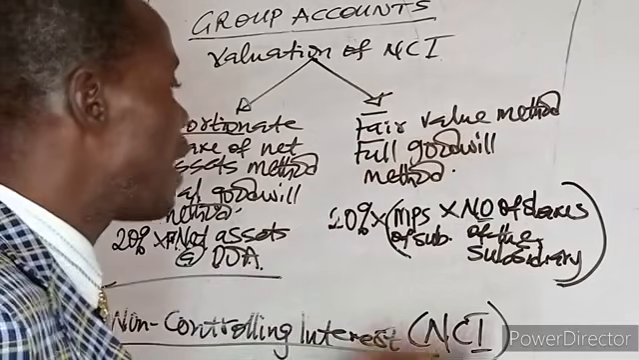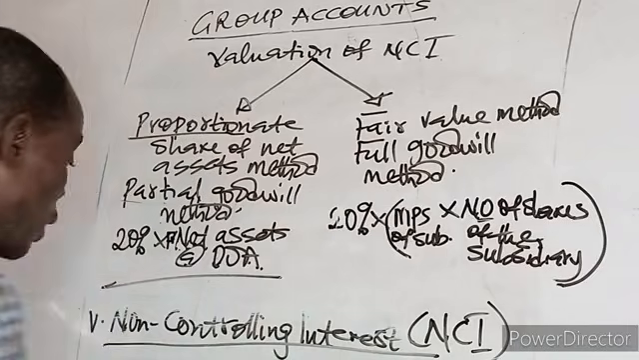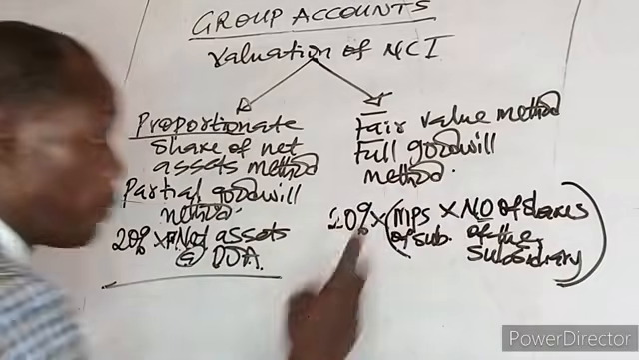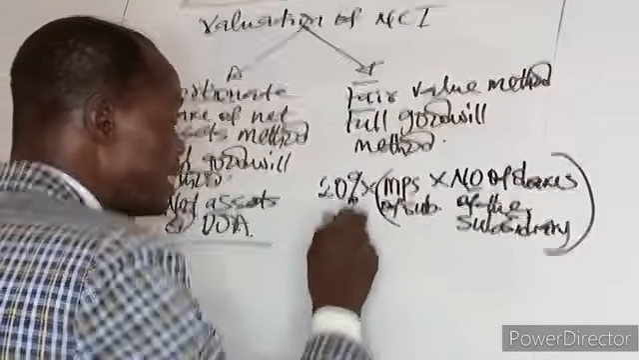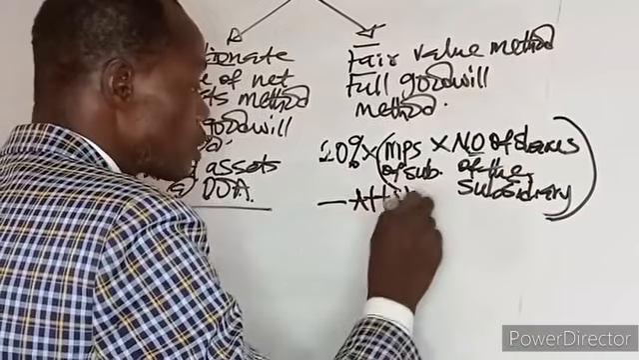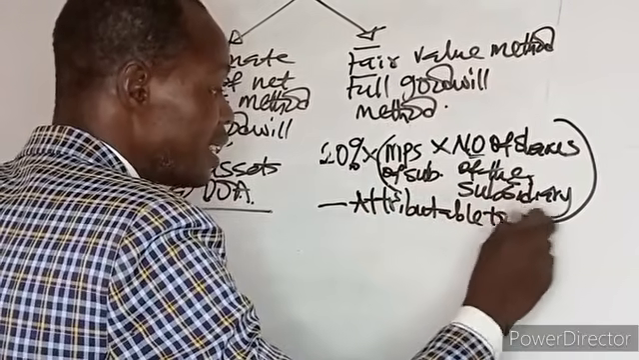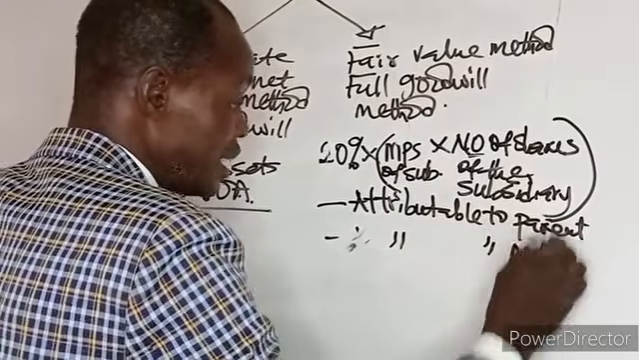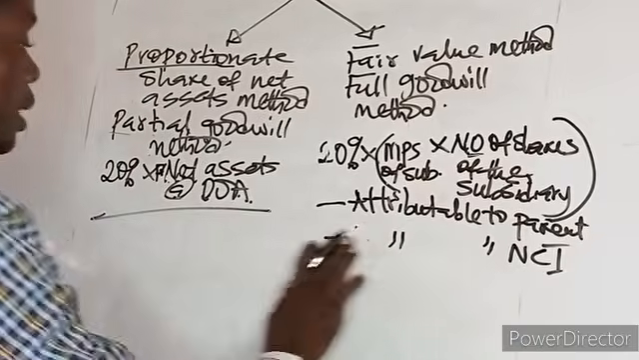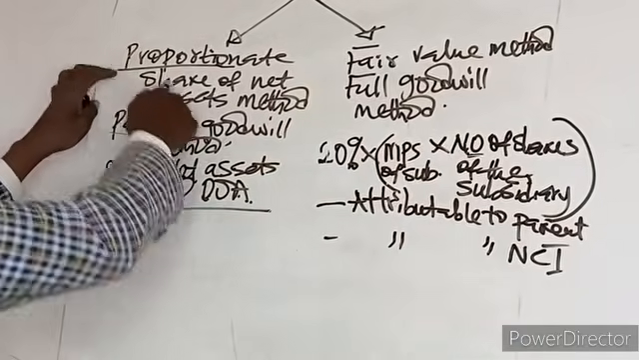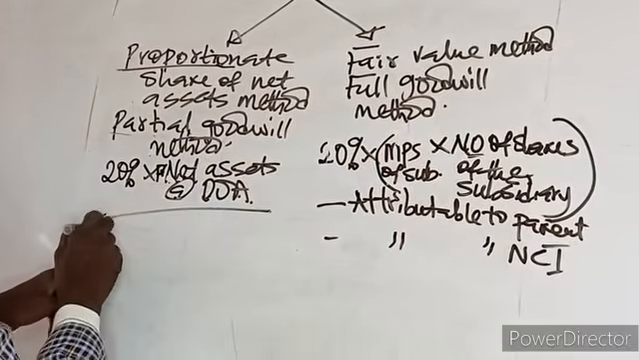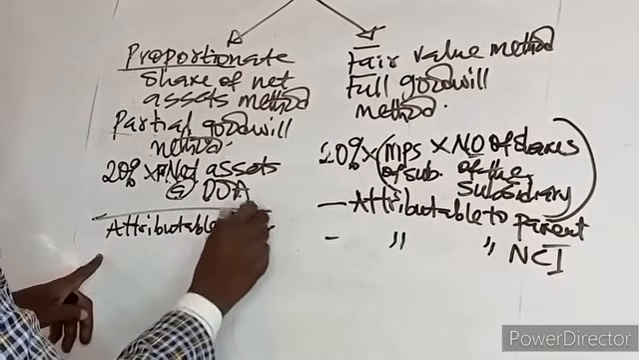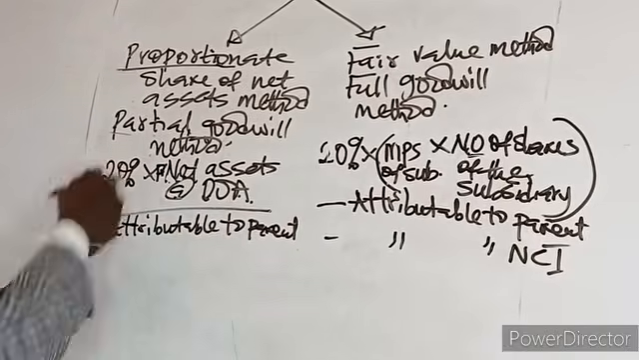Meaning that the goodwill under the fair value method is recognizing two different types of goodwill: goodwill attributable to parent, and goodwill attributable to NCI. These are the two forms of goodwill recognized under this fair value policy. But the proportionate share method only recognizes goodwill attributable to parent.